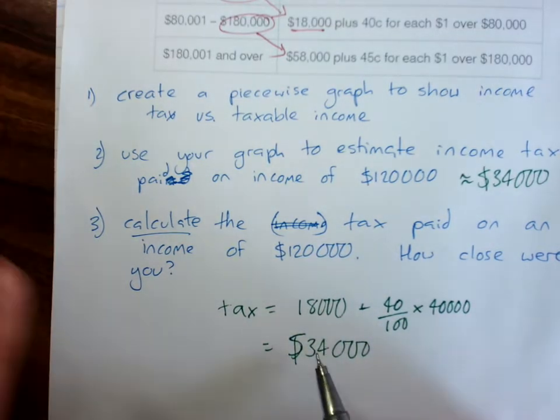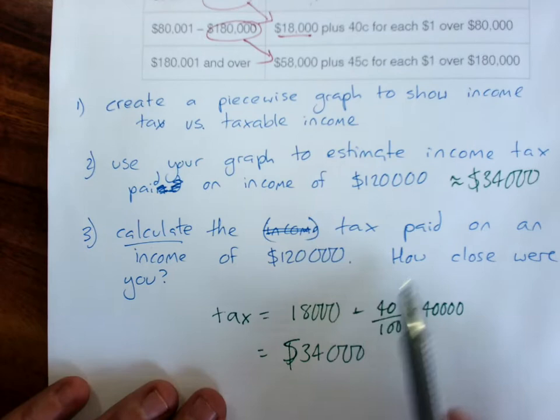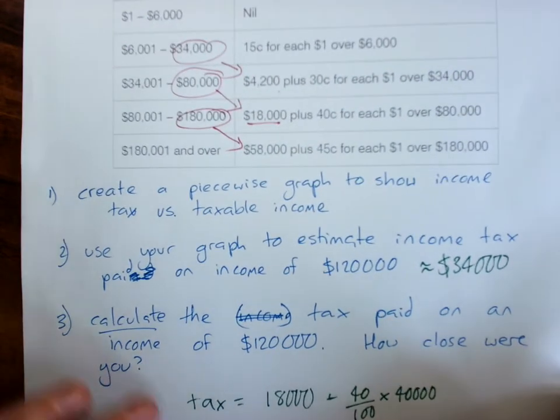I wouldn't have been surprised if I was a little out, but the graph was accurate, and so we got a pretty accurate answer. In fact, I got spot on. So there, that's how we make a piecewise graph using a tax table.